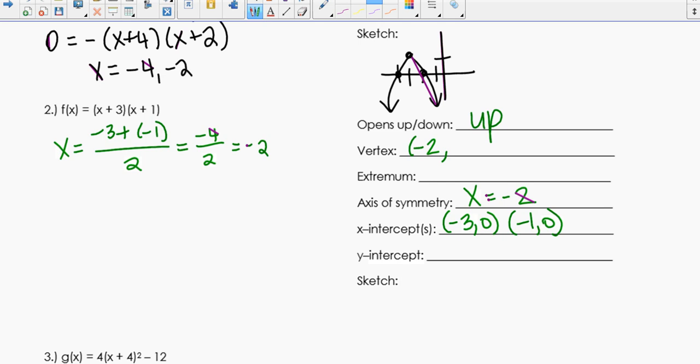Seriously, I don't know what's going on with this purple. Sorry. We're just going to have to ignore it. There we go.